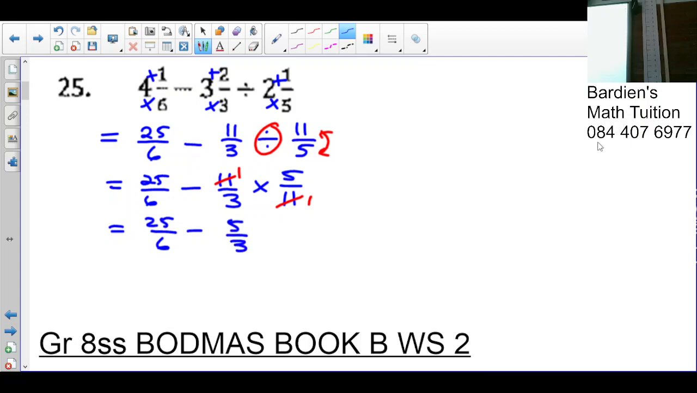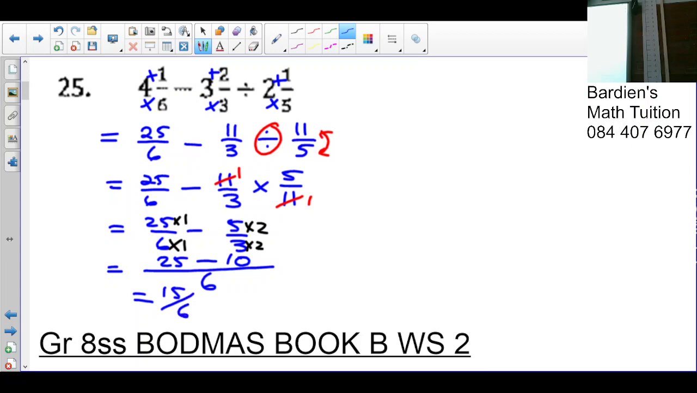So what do I do now? LCM, LCD, which is 6. So 6 times what is 6? 3 times what is 6? So that's going to give you 25 minus 10. What's 25 minus 10? 15 over 6.